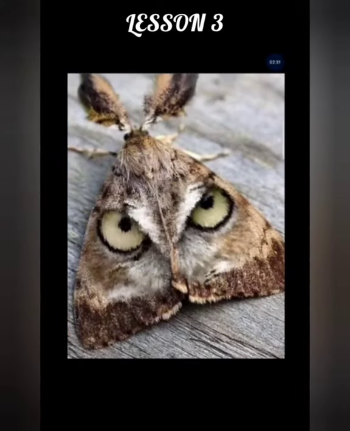Mimic owl. It looks like a mimic owl. Owl-like eyes on their wings to scare predators. Predator means some animals or birds that attack and kill. That moths have what? Owl-like wings. Owl-like eyes on the wings to help them frighten others.